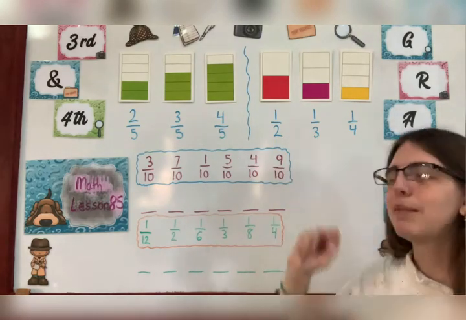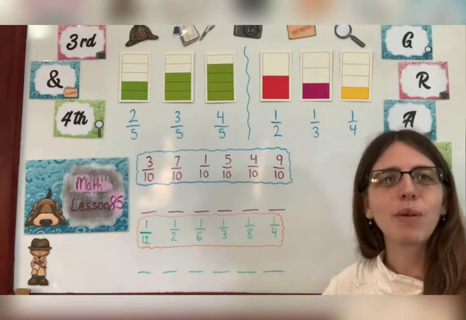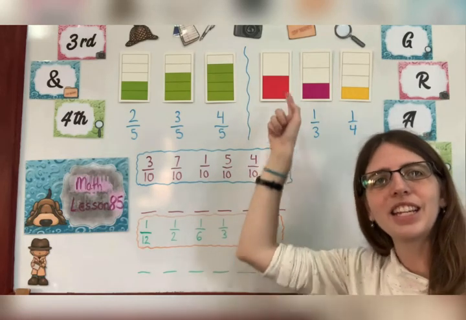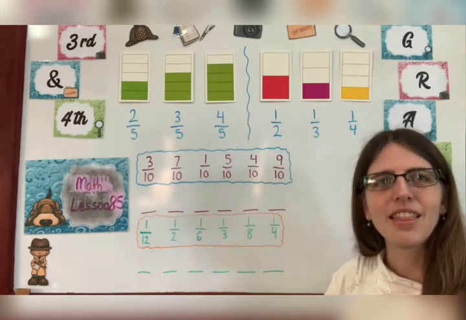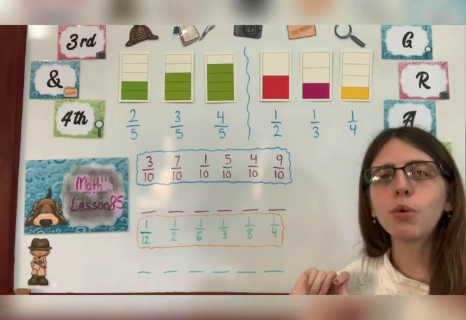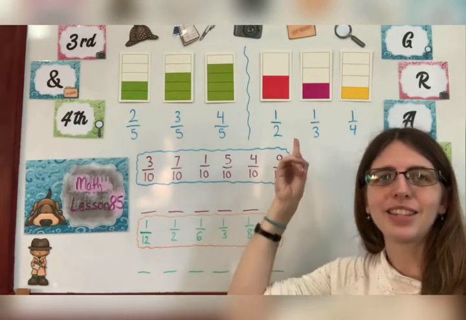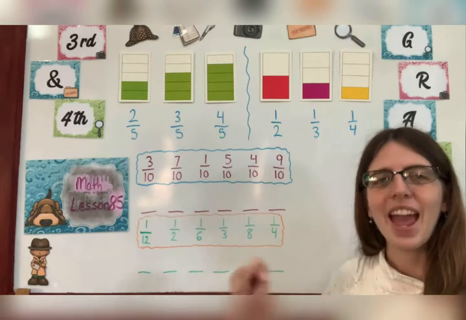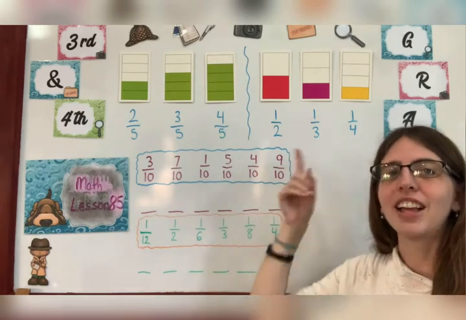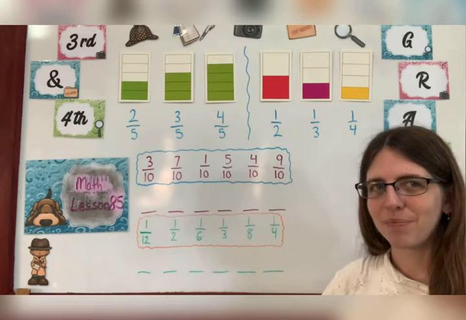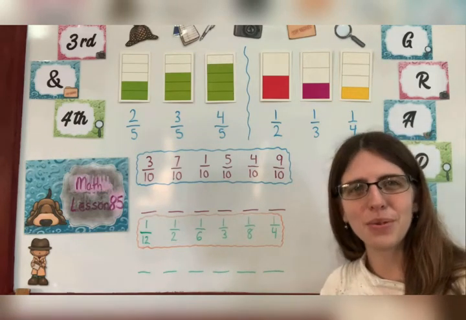The one with the smaller denominator. The reason for that is that it's divided into less pieces than it is over here. So when your numerator is 1, the largest fraction has the smallest denominator, and the smallest fraction has the largest denominator. Okay, so don't let yourself get confused.